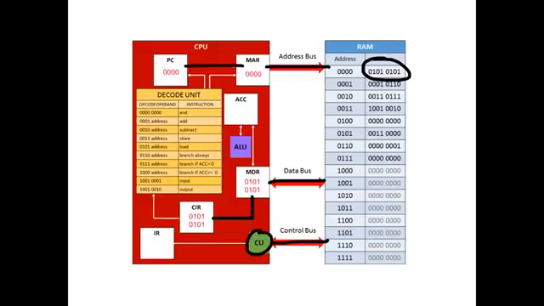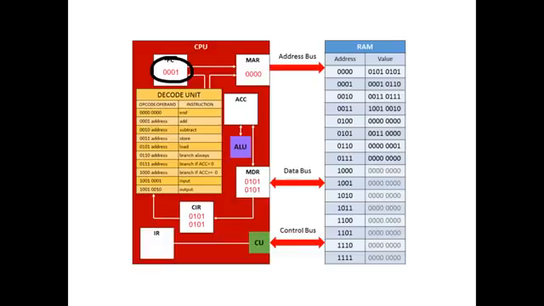At this point the instruction has been fetched, so we can now increment the program counter to be ready to fetch the next instruction. So here the program counter now contains the value 1. It's been incremented by 1.